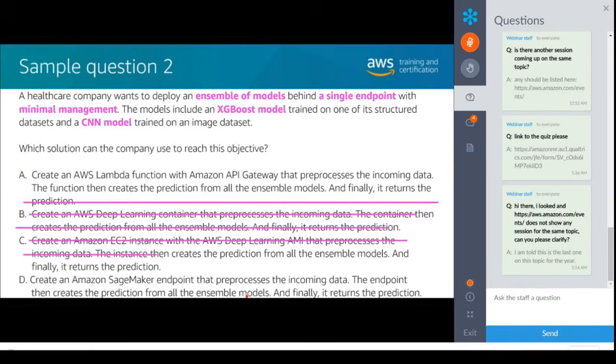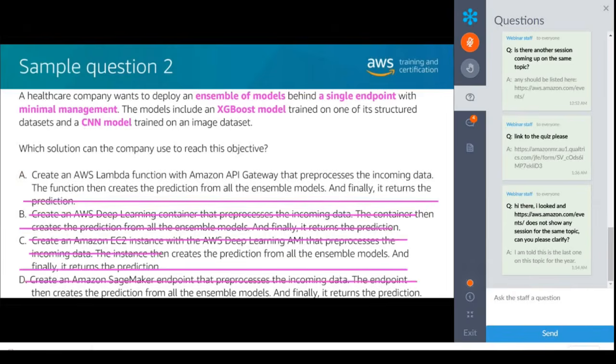So again, my slides are a little bit messed up here. Yeah, so they are a little bit messed up. All right.